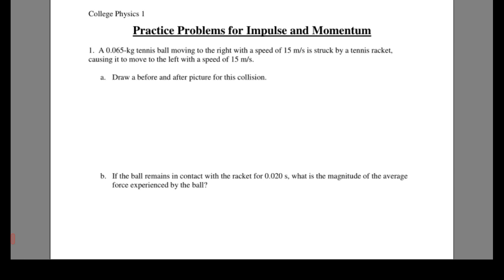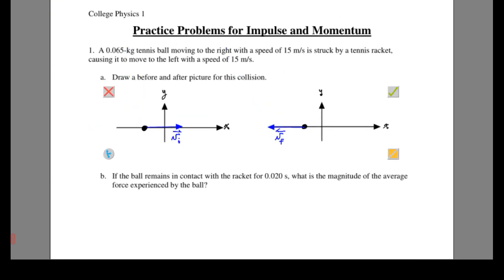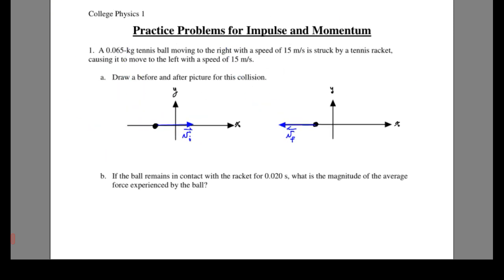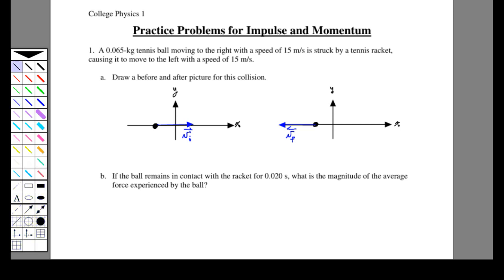So let's do part A, draw a before and after picture. Well, I've already drawn these, so let me paste them in. Here they are. Okay. So we have a before and after. Before is here. We're going to have the tennis ball moving to the right in the positive x direction. And after the collision, the ball is moving in the negative x direction.